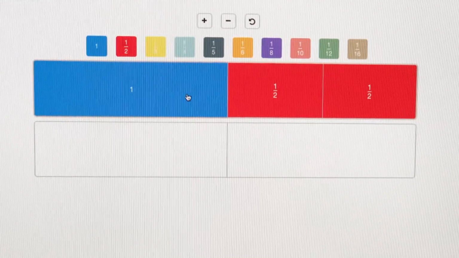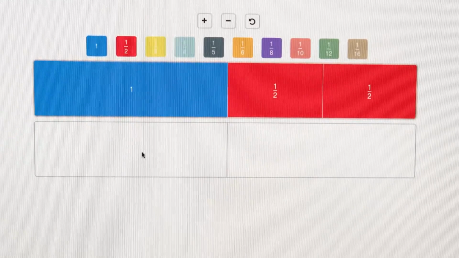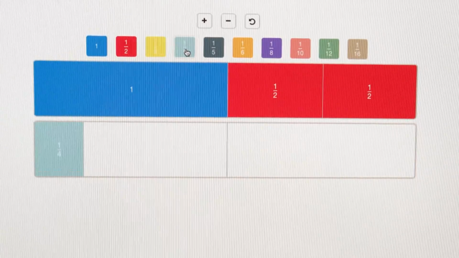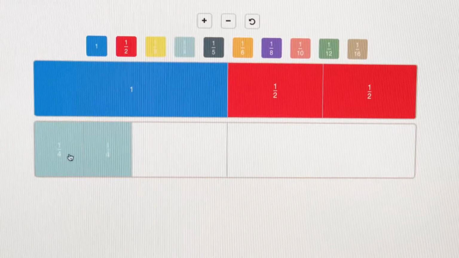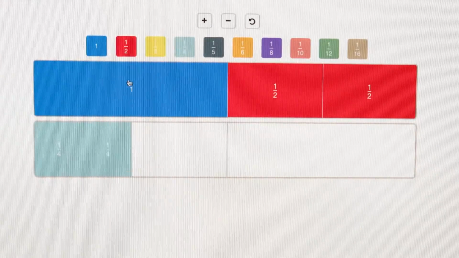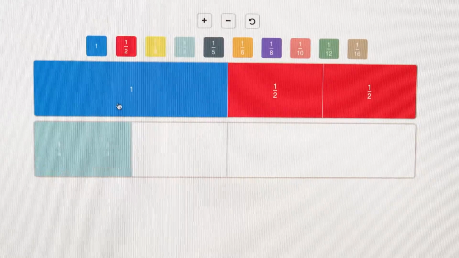And then the other most common fraction are quarters. So if you can show them here that 2 quarters is a half. See, a half of the whole here. So 2 quarters is a half.